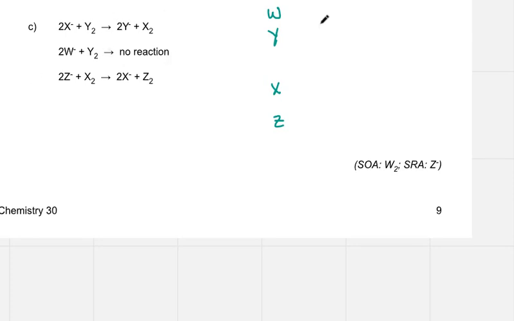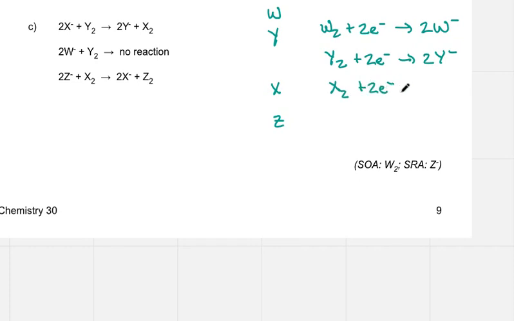So I'm going to say the W reaction is W2 gains 2 electrons and turns into 2 W minus ions. Next one would be Y, which same sort of ions. It's diatomic, then it gains 2 electrons and turns into 2 single charged ions. Then we get X, same structure again. Diatomic molecule picks up 2 electrons and turns into 2 negative ions. And finally Z, same thing.